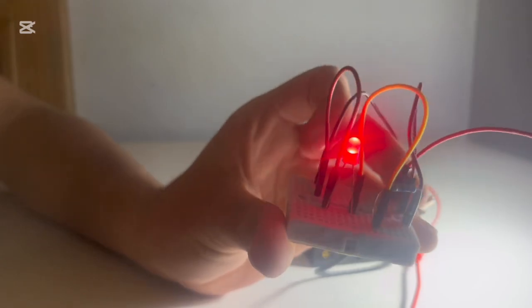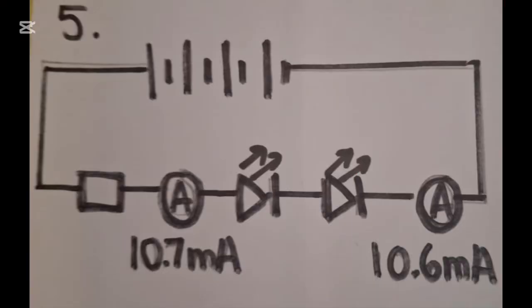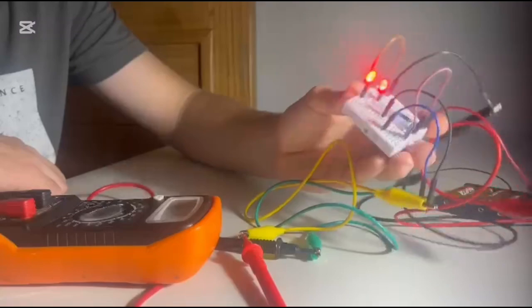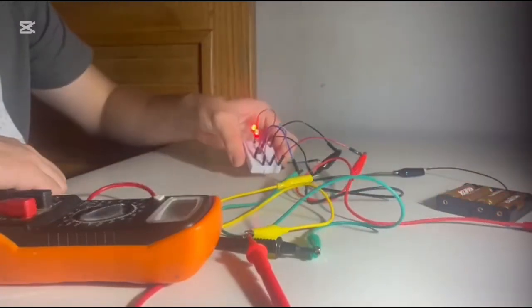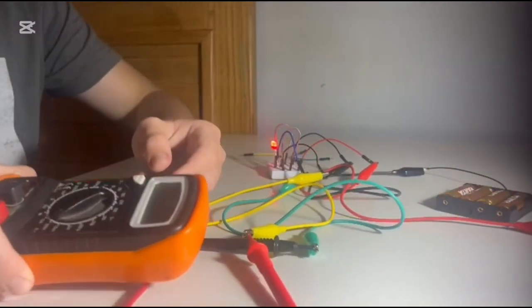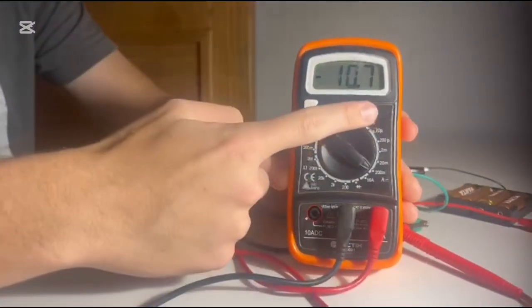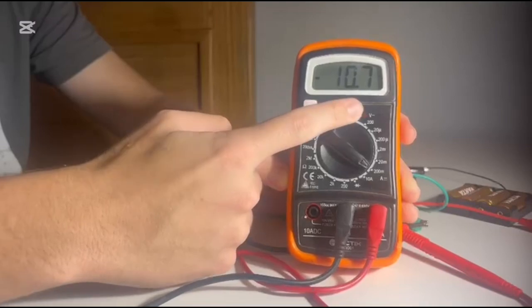We now build a circuit with a 6-volt source and a 220 ohm current limiting resistor, and two red LEDs in series. With the ammeter dial set to a maximum limit of 200 milliamps, we see that the current flowing is 10.7 milliamps. This reading is taken at a point between the resistor and the two LEDs.